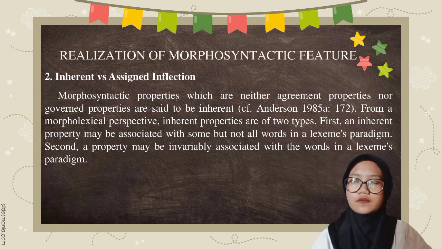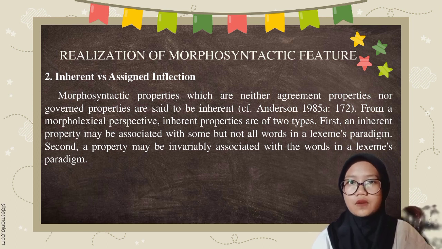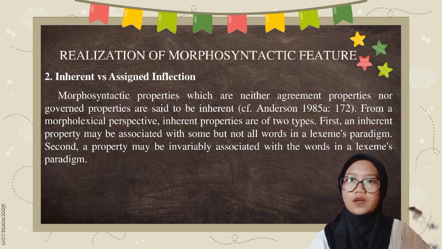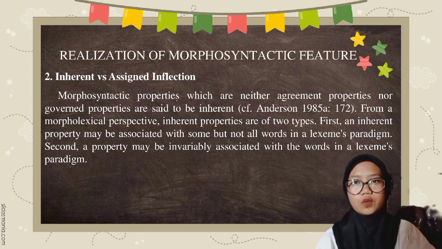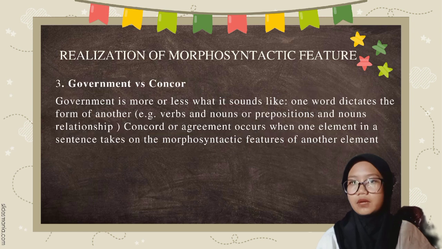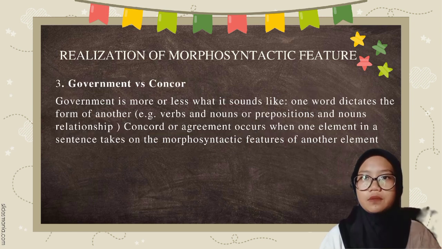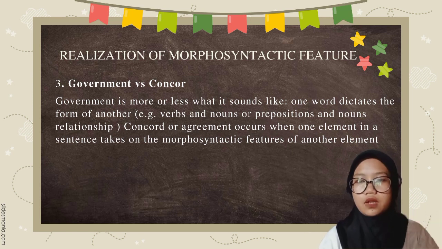An example of assigned inflection is case: the use of different forms of nouns or pronouns in order to show whether they are subject or object of a clause or whether they are possessive. Examples: I or me, who or whom, marry or marries. 3. Government versus concord. Government is more or less what it sounds like: one word dictates the form of another, as in the verb and noun or preposition and noun relationship. Concord or agreement occurs when one element in a sentence takes on the morphosyntactic feature of another element.